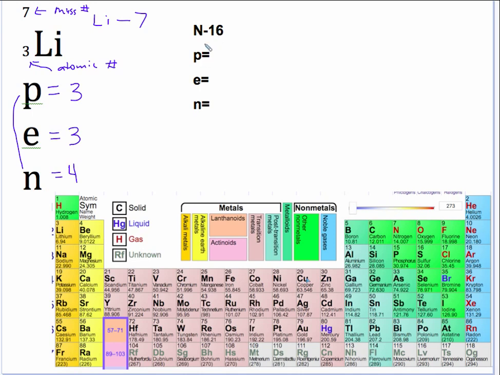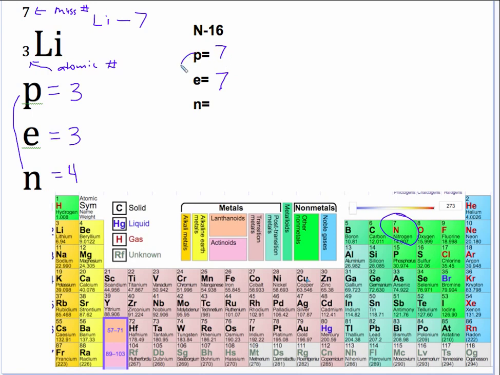All right? But protons will always equal the atomic number. Now, if it's not written in this format over here, but it's written like this, you're going to have to use the periodic table, find nitrogen, and you'll see that the atomic number is 7, so that's equal to the protons. The electrons always equal the protons in an atom.